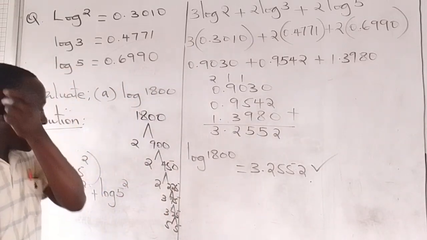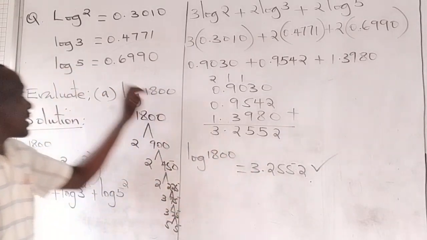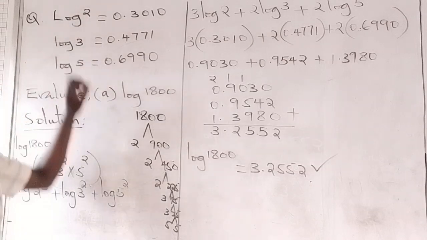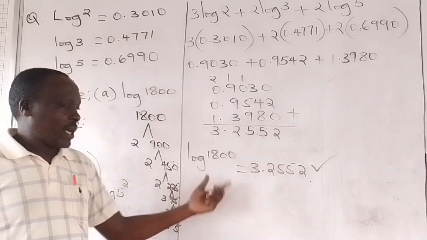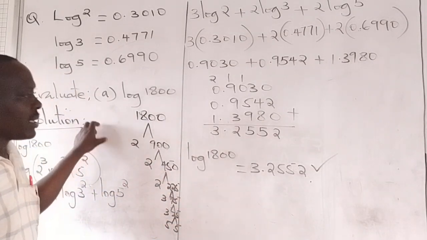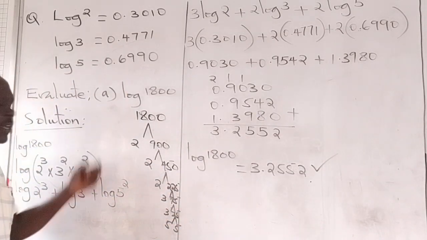So this is the log of 1800, and we were able to come up with this log by using the logs of the three numbers 2, 3, 5. Without using a calculator, without using a mathematical table, we are able to come up with that log. So that's the method. That's how we do it.